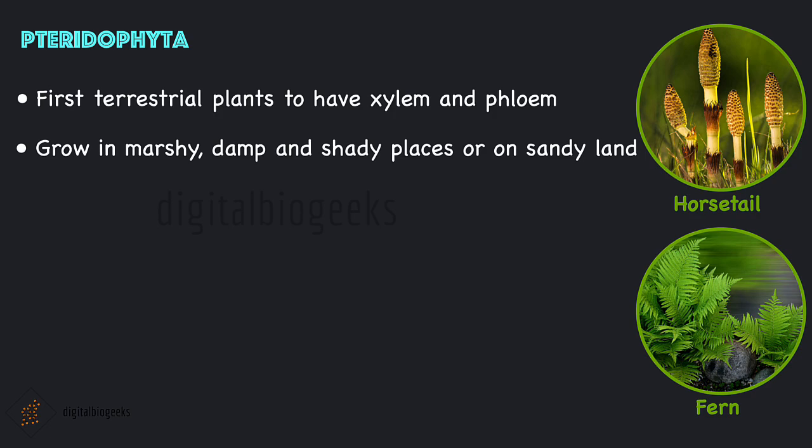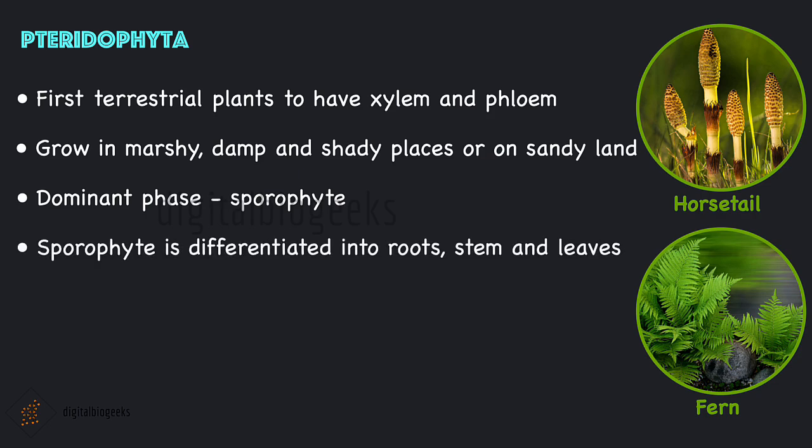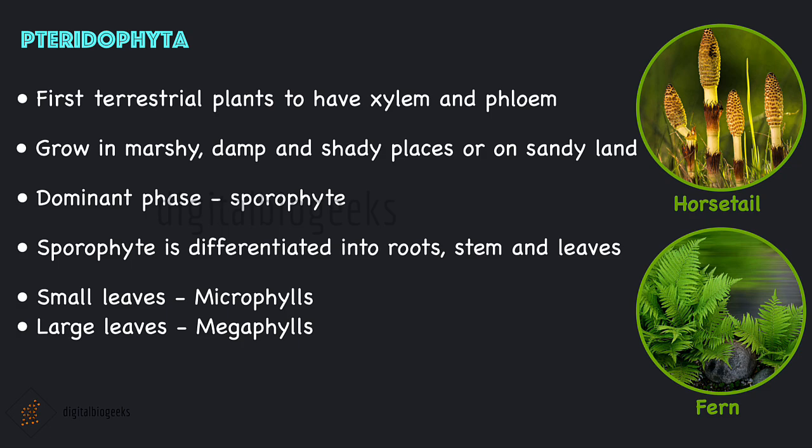Contrary to bryophytes, the dominant phase in pteridophytes is the sporophyte stage. In bryophytes, the dominant phase is gametophyte, but in pteridophytes, the dominant phase is sporophyte. The main plant body, the sporophyte, is differentiated into a true root, stem and leaves. Vascular tissues like xylem and phloem are present in them, like we already discussed. The size of leaves may vary in different species. In Selaginella, the leaves are small, called microphylls, and in ferns, the leaves are large, called macrophylls or megaphylls.